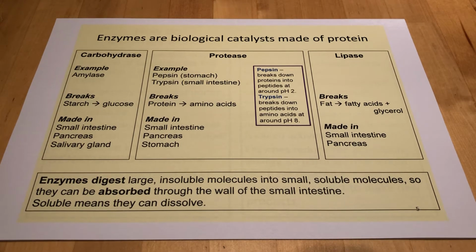Okay, and then we just got our summary there again. I'm going to say it one more time. Enzymes digest large insoluble molecules into small soluble molecules so they can be absorbed through the wall of the small intestine, and soluble means they can dissolve, so they have to be dissolved in a liquid in order to travel through the villi of the small intestine and into the blood.